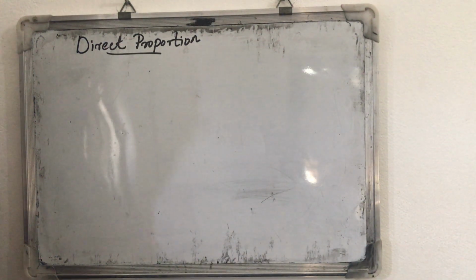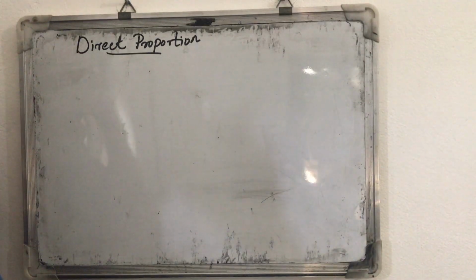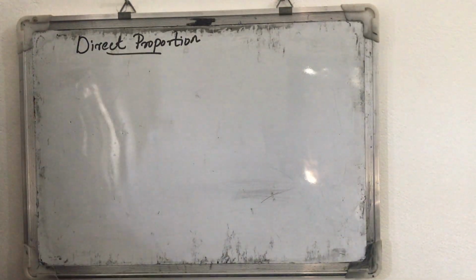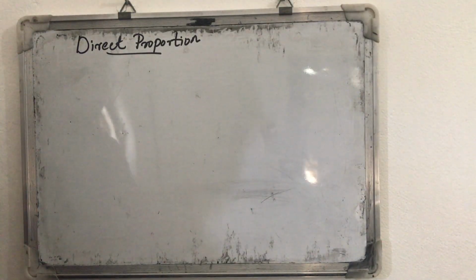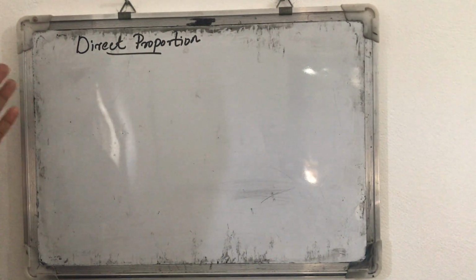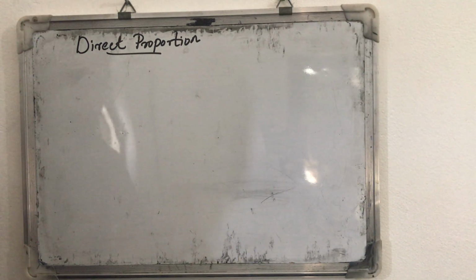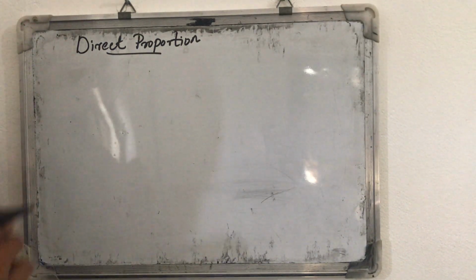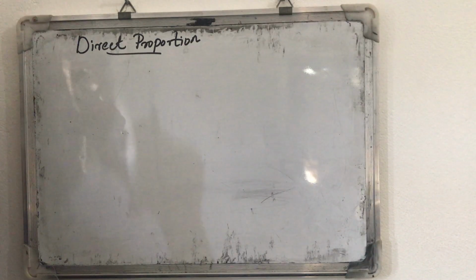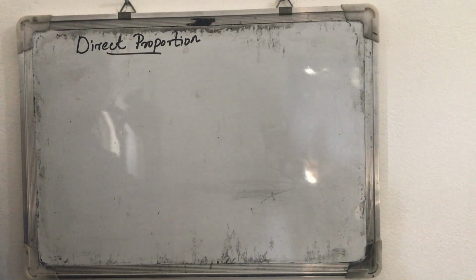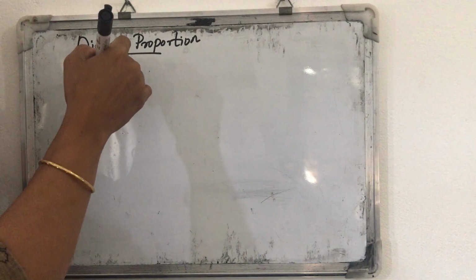Last class we started direct and inverse proportion and discussed what is meant by direct and inverse proportion. Today we can discuss direct proportion briefly. Direct proportion: we know that if the increase in one quantity leads to the increase in the other quantity, in a ratio, then the ratio remains constant. That we discussed with one example, and now we can discuss one more example.